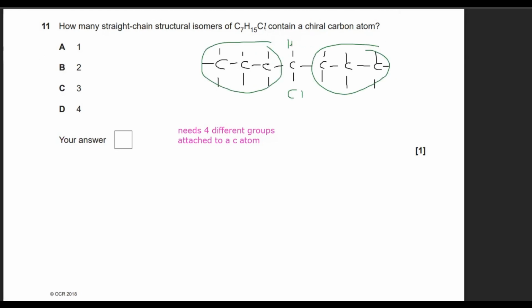No, it's got 2 propyl groups on either side, a hydrogen and a chlorine, so it's only got 3 different groups attached. So that means that the total amount of isomers I can form with a straight chain is 2.